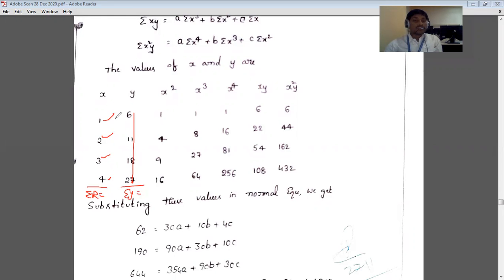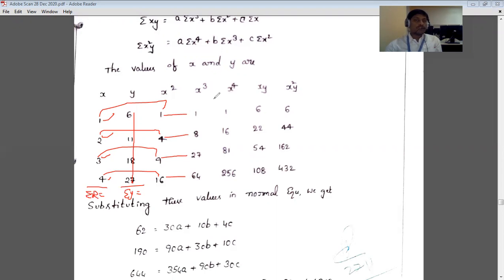So this is the given data, and now we require x square, x cube, x power 4, xy, and x square y. How are we getting x square? 1 square is 1, 2 square is 4, 3 square is 9, and 4 square is 16. And x cube, again you need to multiply with x: 1 into 1 is 1, 4 into 2 is 8, 9 into 3 is 27, 16 into 4 is 64, or 1 cube, 2 cube, 3 cube, 4 cube.